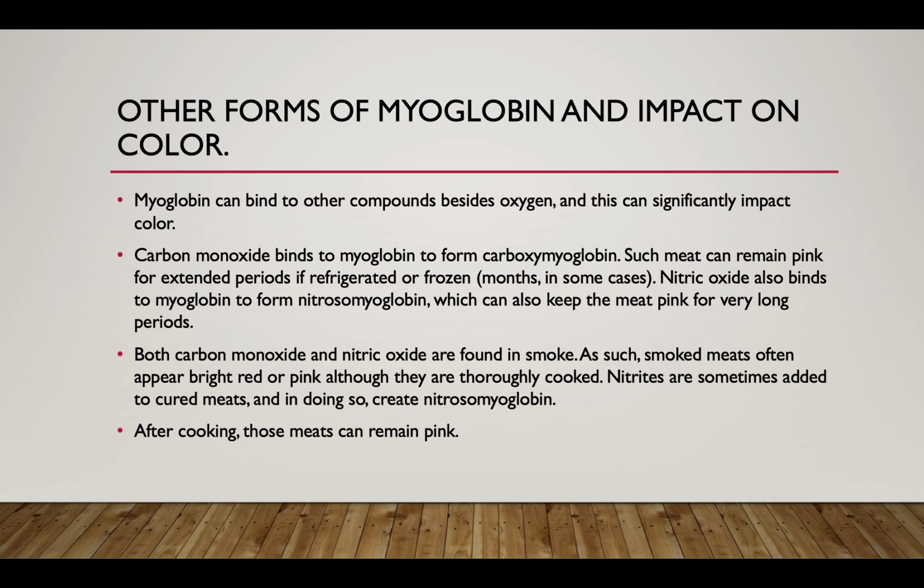Nitric oxide also binds with myoglobin to form nitrosomyoglobin, which can also keep the meat pink for very long periods. Both carbon monoxide and nitric oxide are found in smoke. Smoked meat often appears bright red or pink, although it is thoroughly cooked. Nitrites are sometimes added to cure meat, in doing so, creating nitrosomyoglobins. After cooking, those meats will remain pink in color.